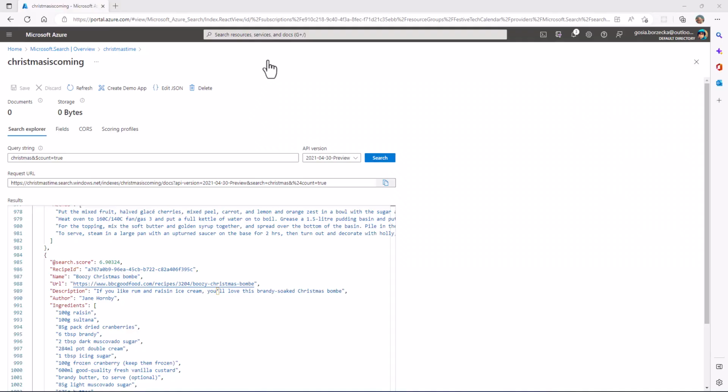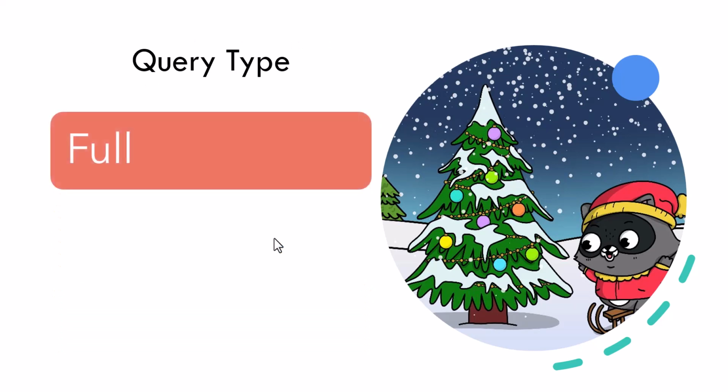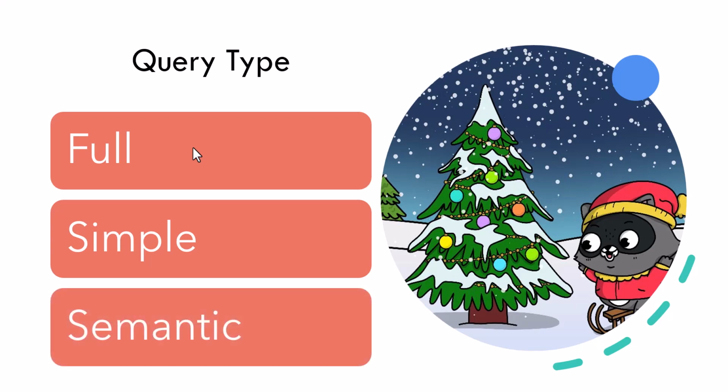So what we have with the query type is full, which means there is advanced query syntax like regular expressions that we can add to the search. We have simple, which is just the text search. And semantic is adding extra semantic, more human friendly searches.